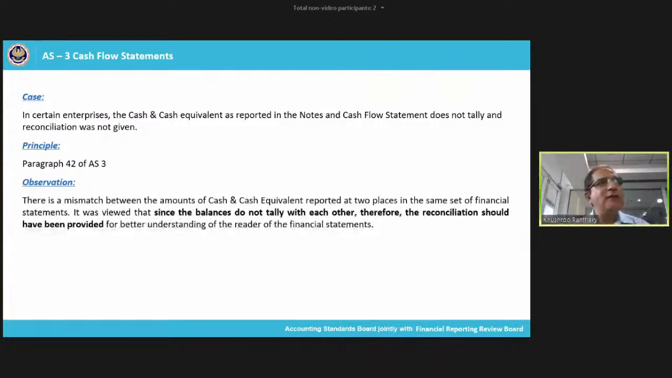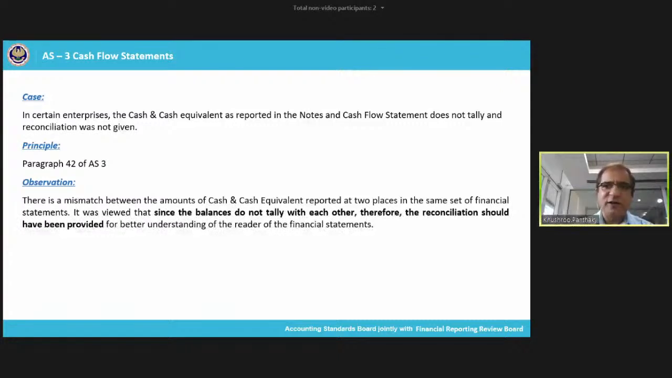These are common errors, as I mentioned, and some of these errors are actually coming out of the casting not being done properly, or a slipshod way of working. And therefore, if you look at the observation over here, it says that the cash and cash equivalent as reported in the notes and the cash flow statement does not tally and the reconciliation was not given. Now, generally, when you have your cash flow statement, you have certain notes.